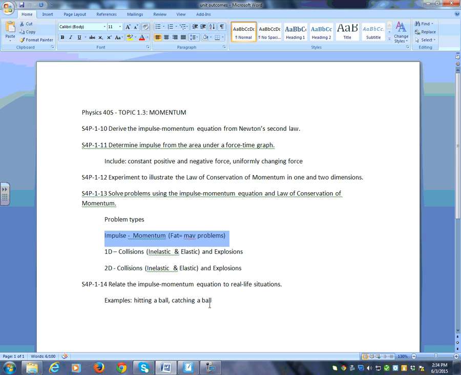Yeah. Hitting a ball, catching a ball, right? We've talked about increasing the amount of time so that it reduces the force, or increasing the amount of time as you're hitting something to increase the velocity, right? Yeah, so I've covered that.